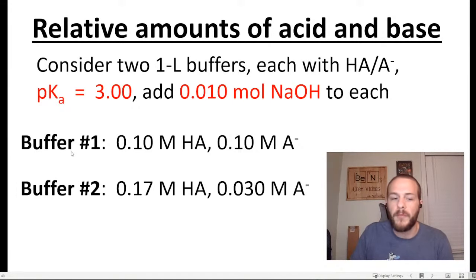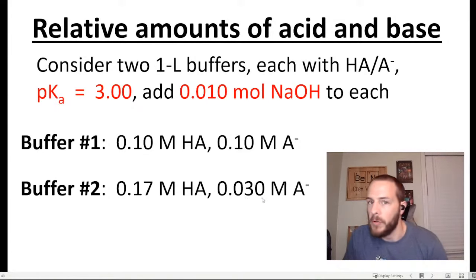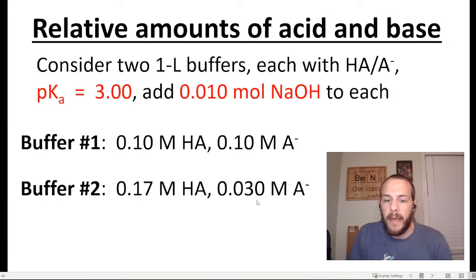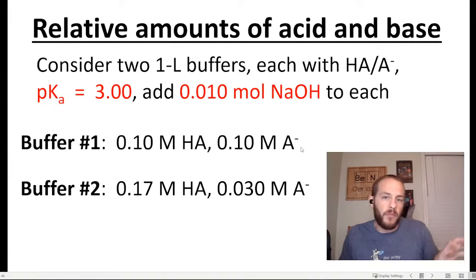Let's say that for buffer 1, we have 0.10 molar of the acid and 0.10 molar of that acid's conjugate base. And in buffer 2, we have 0.17 molar of the weak acid and 0.030 molar of the conjugate base of that weak acid. So in both of these cases, the sum of the concentrations of weak acid and conjugate base is 0.2. But notice that the relative amounts of acid and base in each of these buffer solutions is different.